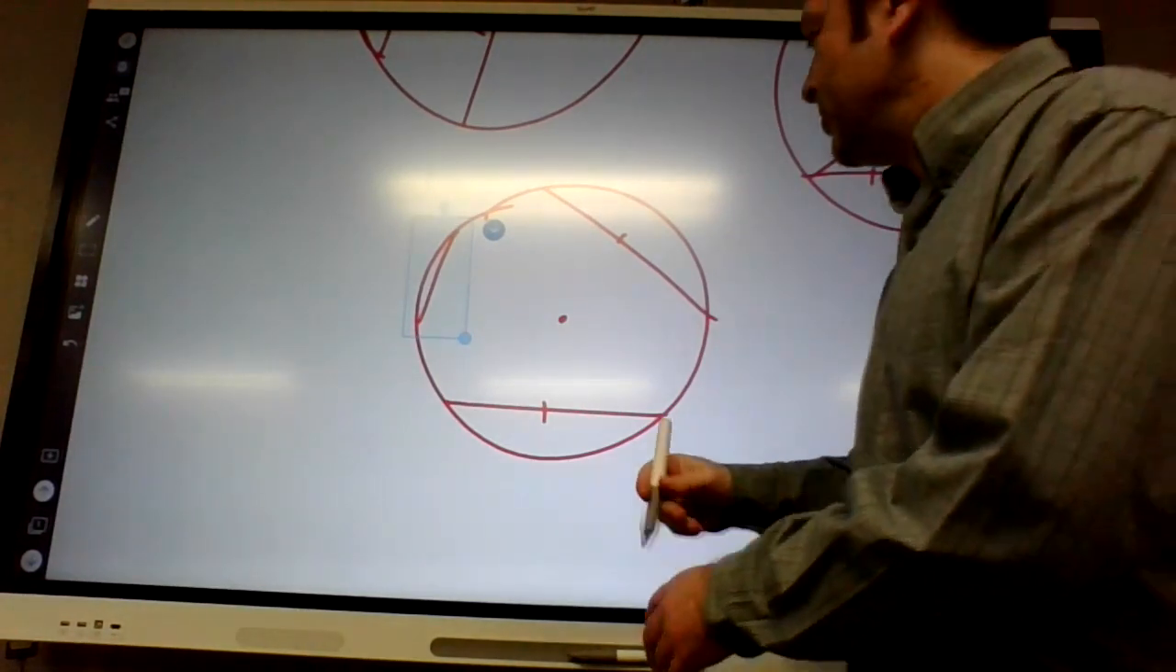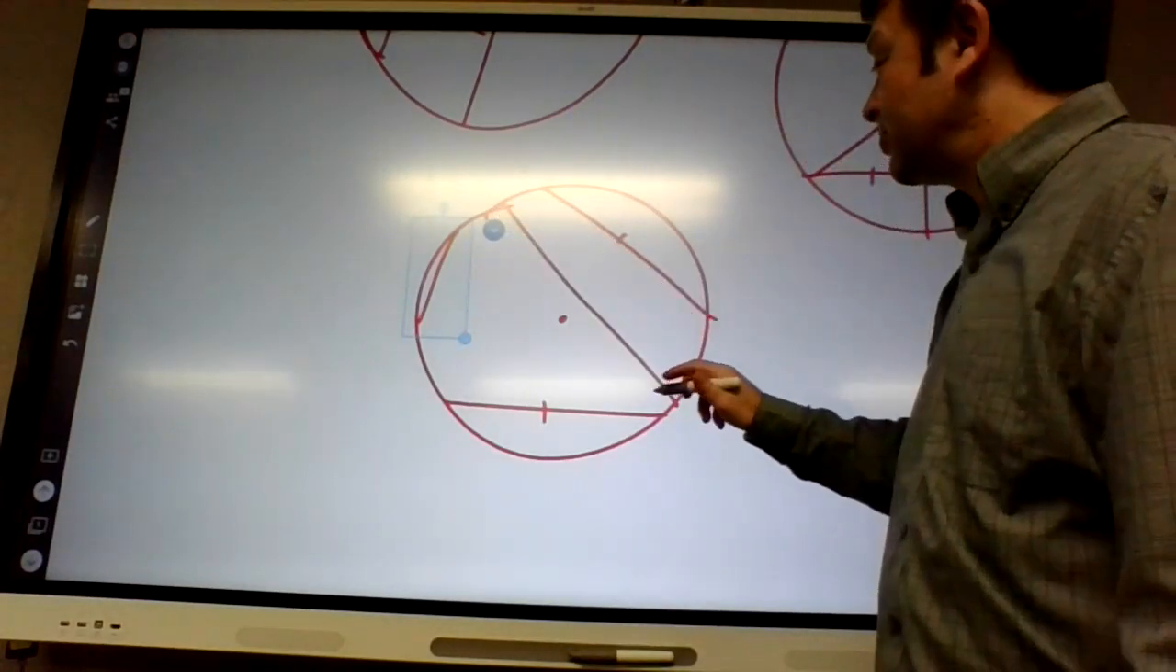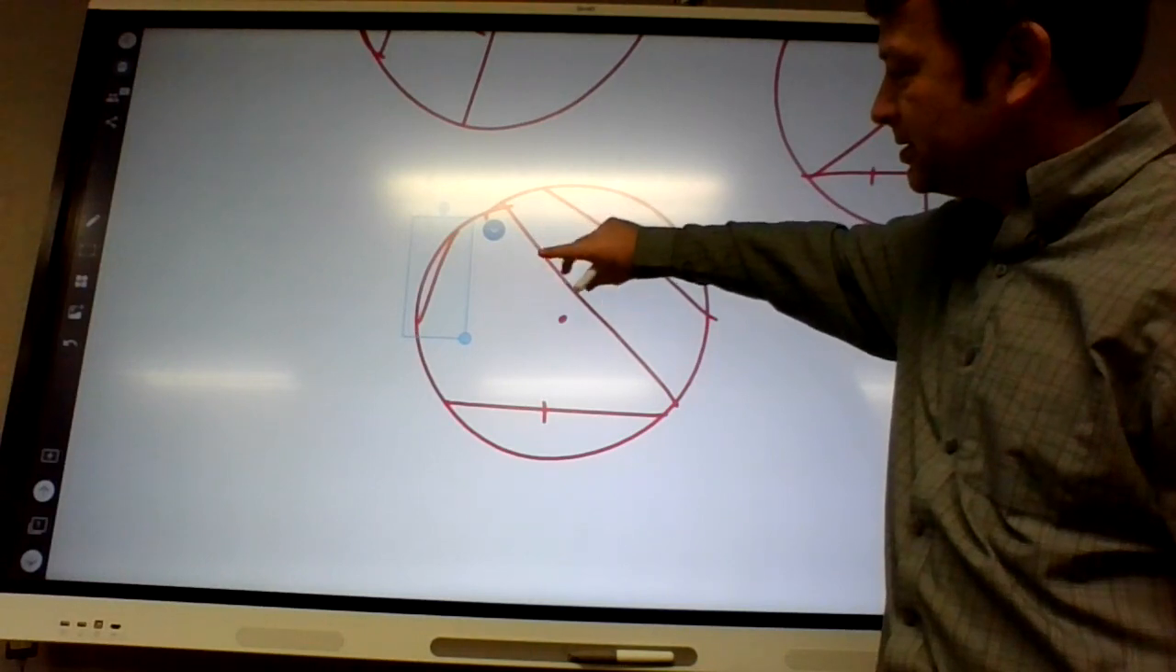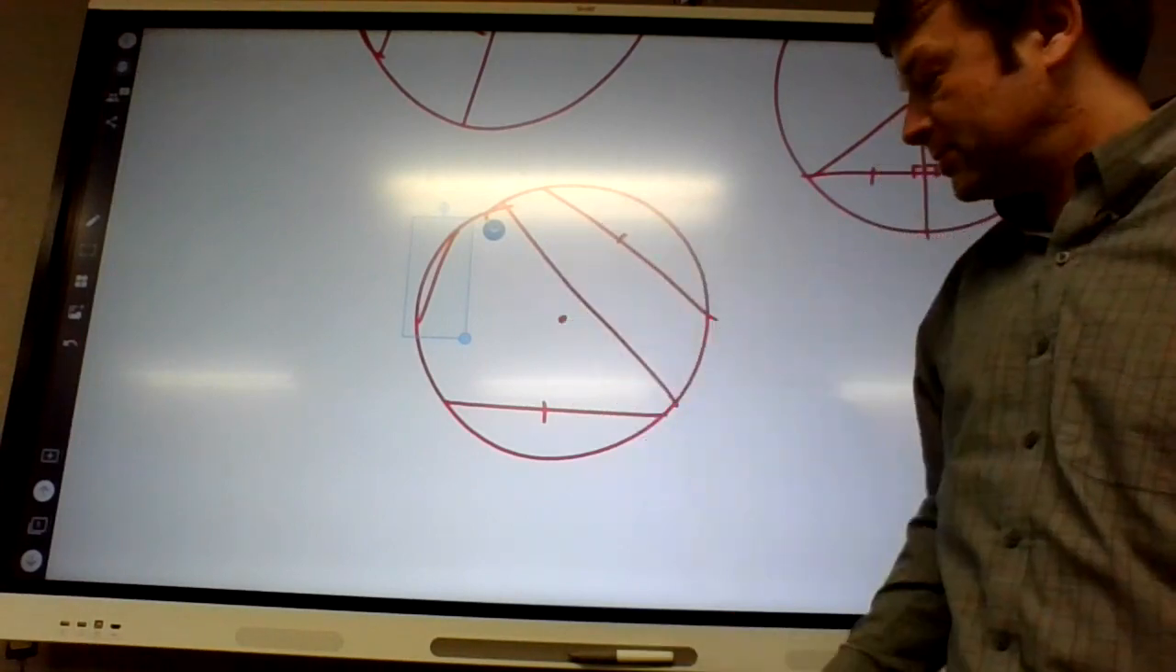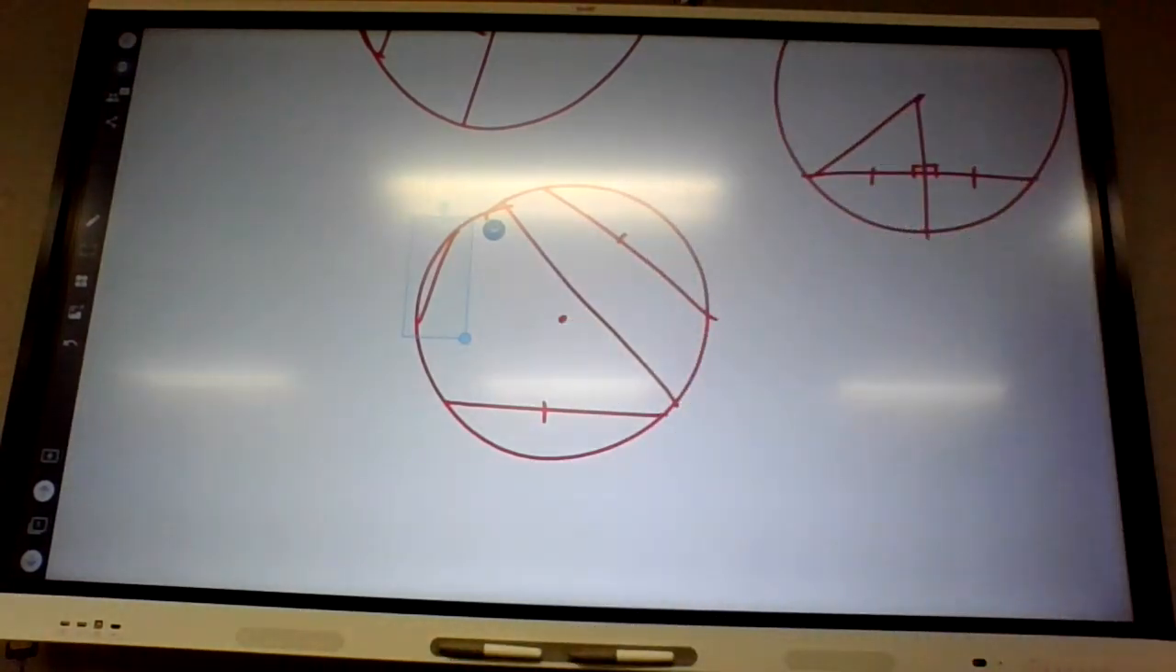If they're the same length, notice as you get closer to the center what happens to the chord. This chord's a little bigger. This one's really close to the center, it's bigger. The closer you get to the center of the circle, the bigger the chord gets. So if two chords are the same length, then they are the same distance from the center. Or you could say it backwards: if two chords are the same distance from the center of the circle, then they are the same length.